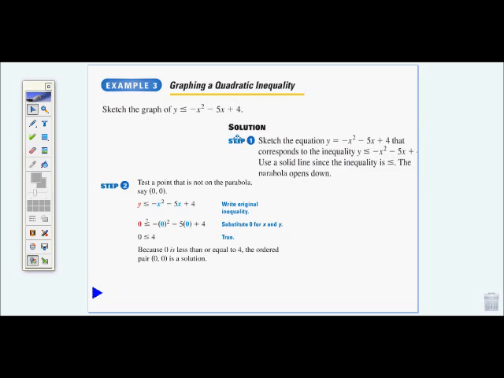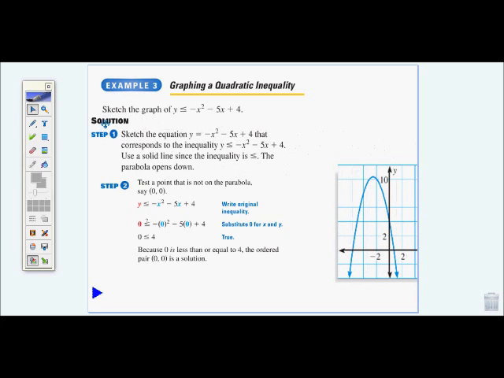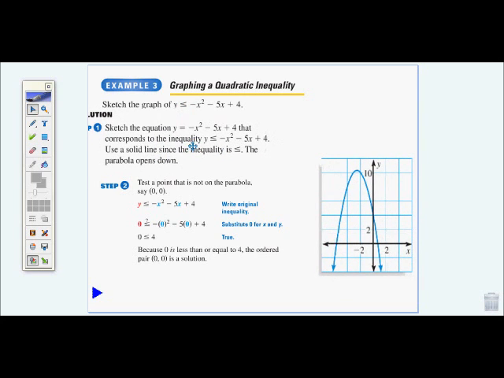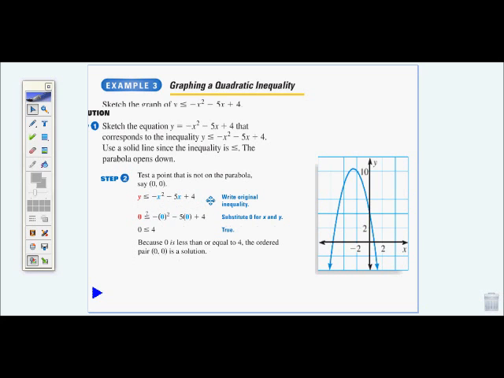So first we're going to change it into an equality, and we're going to sketch the equation y equals negative x squared minus 5x plus 4. That corresponds with the inequality, and both of them will use a solid line since we have that less than or equal to. We also know that the parabola would be facing down because a is negative. I went ahead and used the one from the book, but that would be the sketch of the parabola.